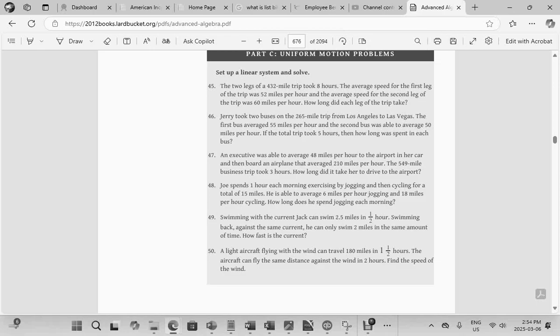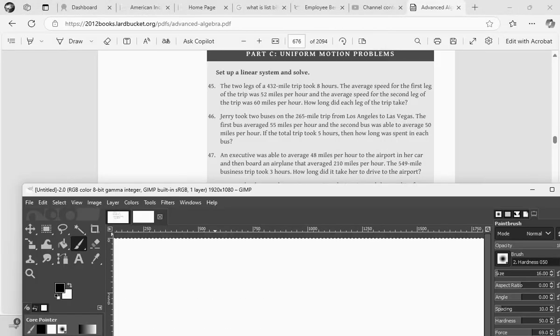So we know that 432 miles. Let's go ahead and solve this over here. So 432 miles, this took about 8 hours. Average speed for the first leg was 52 miles per hour, so we know that the distance is 52x for the first leg. So we know that 52x plus 60y equals 432.